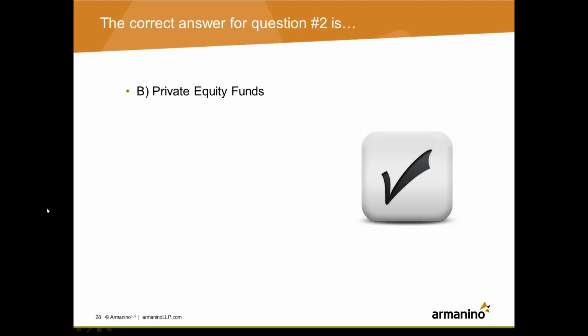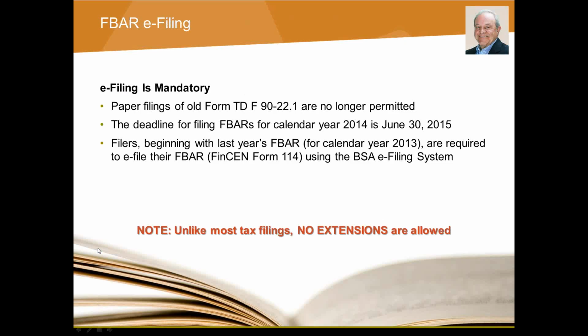One aspect of the FBAR filing that is now mandatory is the fact that we have to e-file it. No paper filings of this form. It is due in the hands of the U.S. Treasury Department, not IRS, in the hands of the U.S. Treasury Department by June 30th each year for the prior year.